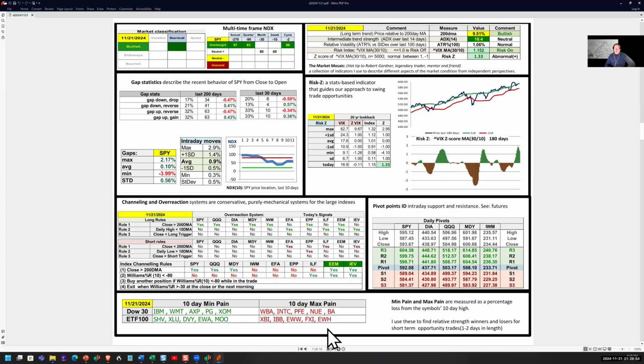Dashboard 1, bullish normal, strongly overbought. Price with respect to the river looks good. The risk Z is still giving us favorable indications for the long side. It's still risk on.